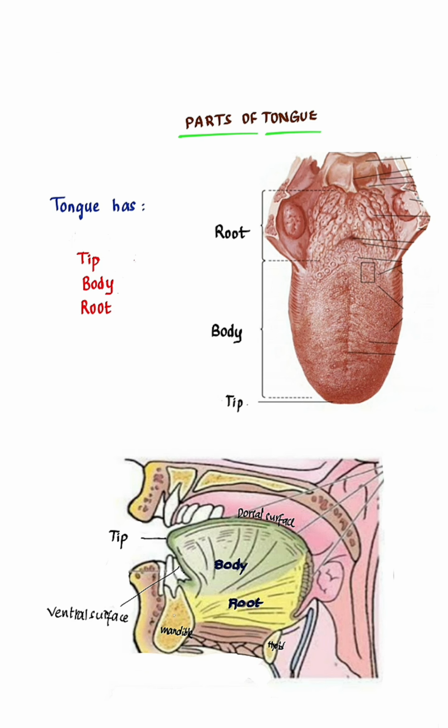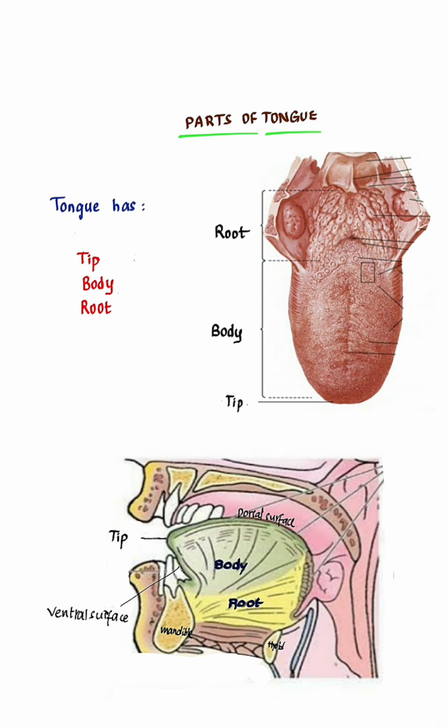Root of the tongue. Root of the tongue is attached to mandible and hyoid bone by muscles. Due to this attachment, the tongue is not swallowed during deglutition. The nerves and vessels of the tongue enter through root.